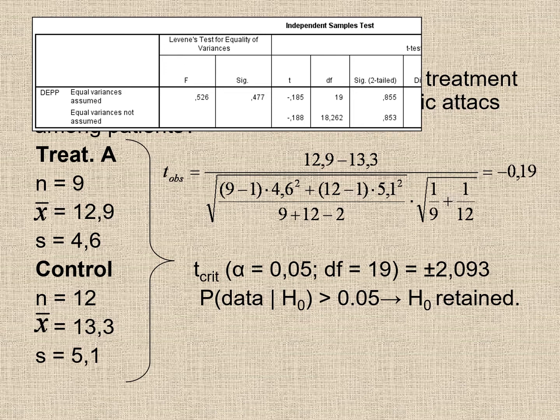Because that value is much higher than our significance level, 5%, we would have to retain the null hypothesis. We have not managed to show any significant difference between the two groups when it comes to the occurrence of panic attacks.